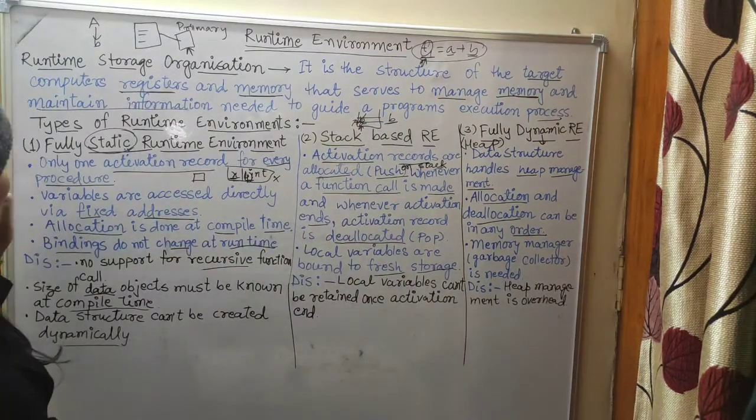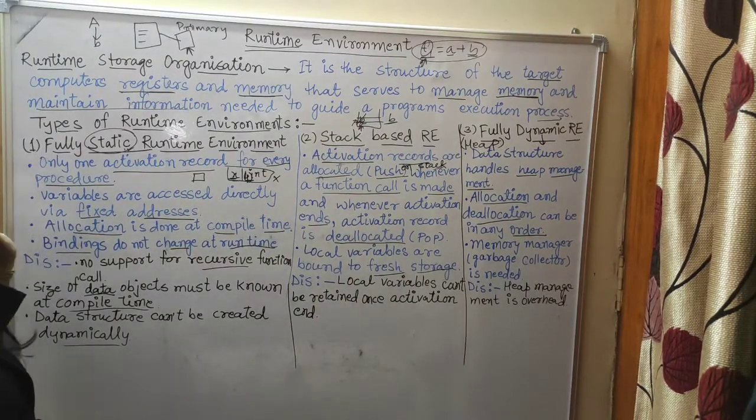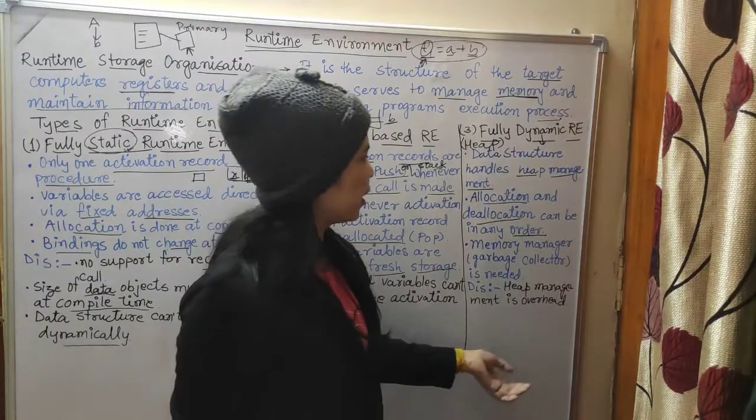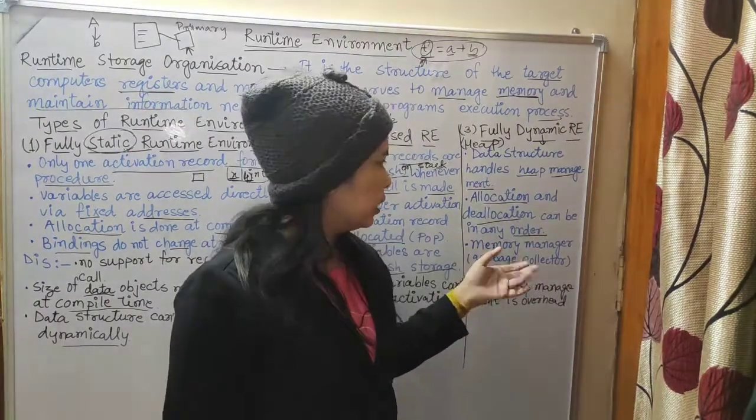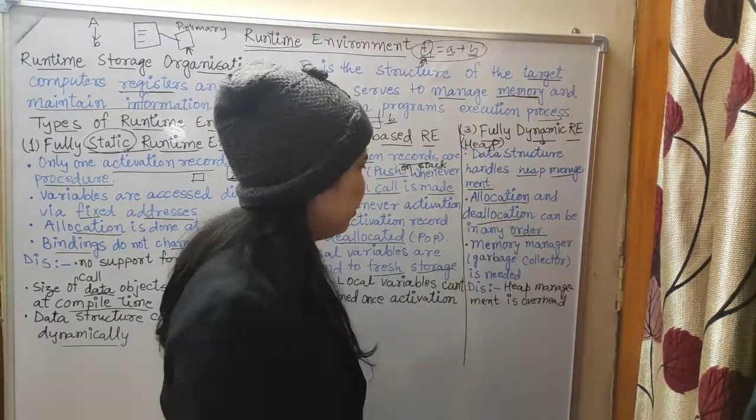But if we are talking about fixed length, we apply static places. So allocation and deallocation can be stored in any order.